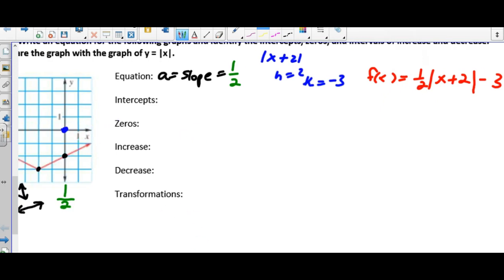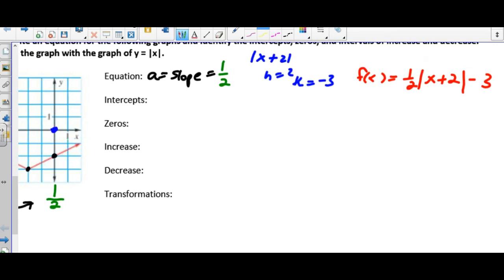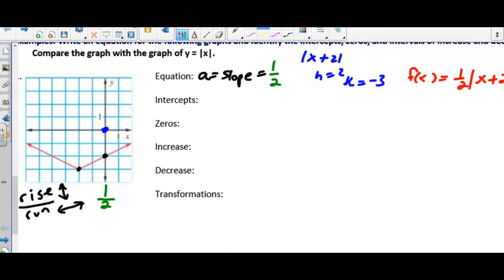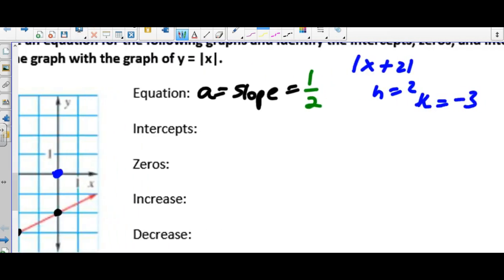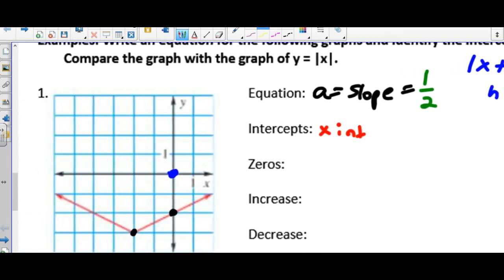Okay, so that's our equation. Now the intercepts. We can find the intercepts a couple of different ways. Here, let me make this bigger so I can have space to write. For the x-intercept, one thing I want y'all to remember is your coordinate point. First let's back up. You remember your coordinate point is always in the form (x, y). X is how far left or right, y is how far up or down.